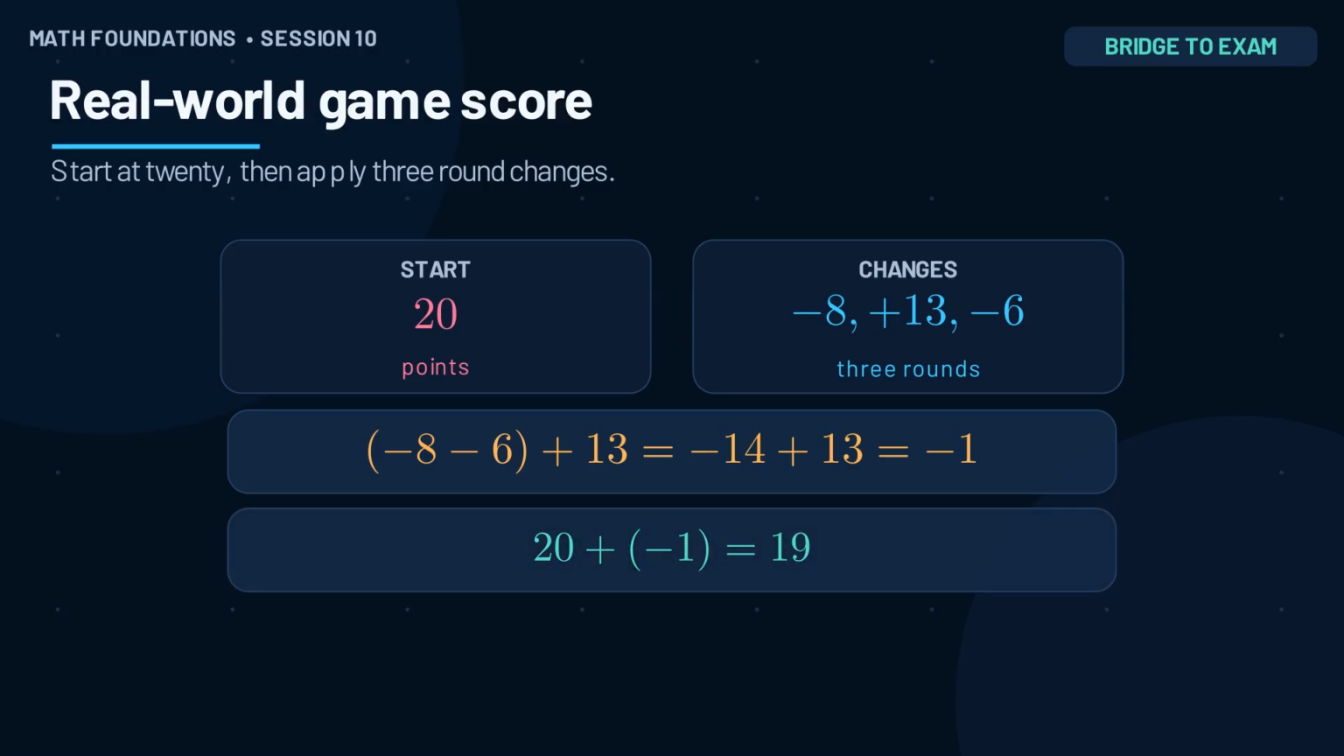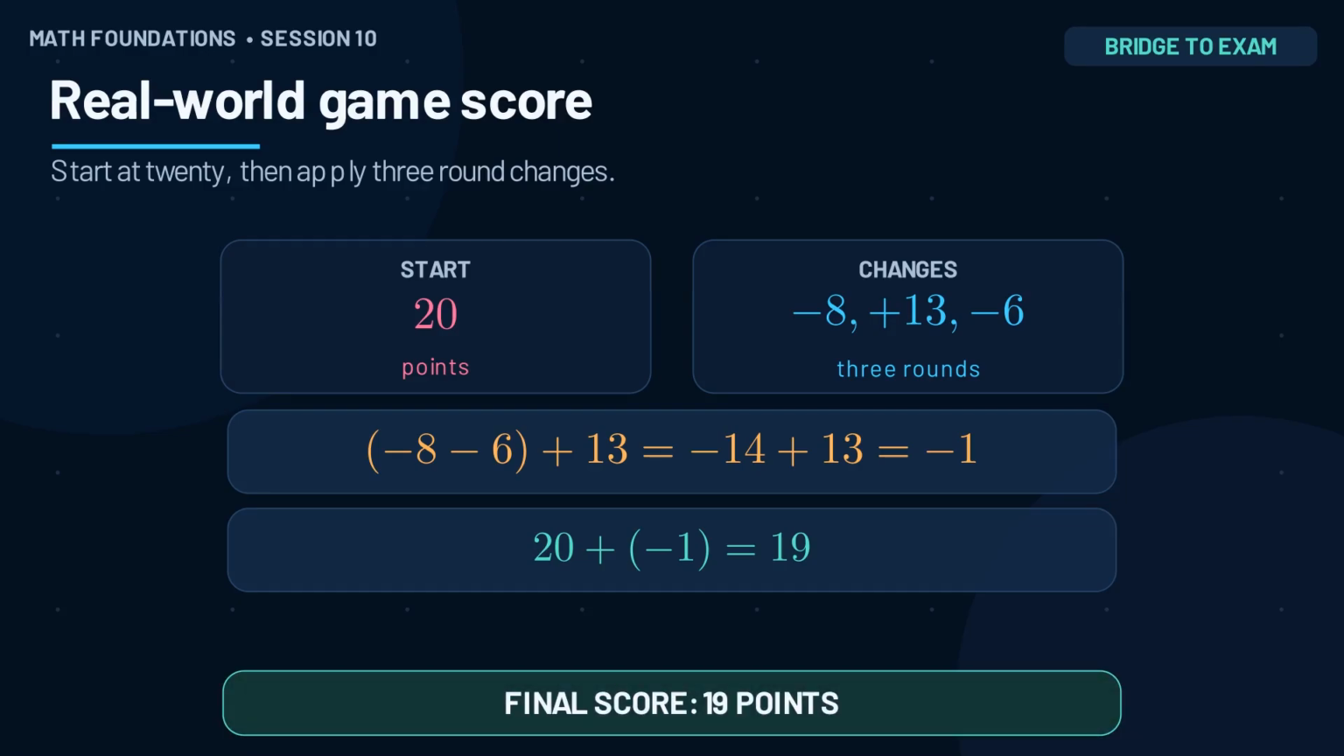Apply that change to the starting score. 20 plus negative 1 equals 19. The final score is 19 points.